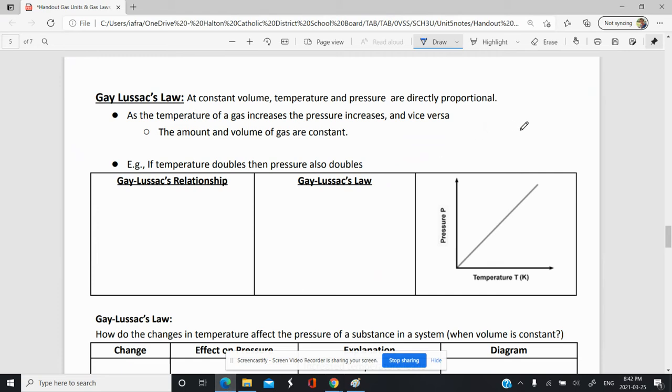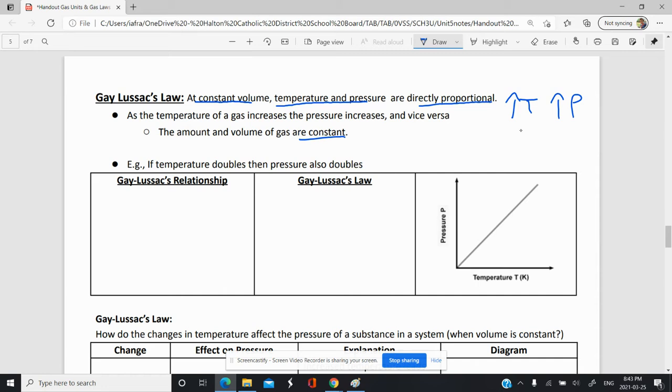So for Gay-Lussac's law, we're looking at a constant volume this time. So our volume will be staying the same. And we're looking at the relationship between temperature and pressure, and we can see that they're directly proportional to each other. So in other words, if we increase the temperature, the pressure will go in the same direction, it will go up. So as the temperature of a gas increases, the pressure increases and vice versa. Okay, so same direction. And remember, the amount and the volume of the gas are constant in this situation here.